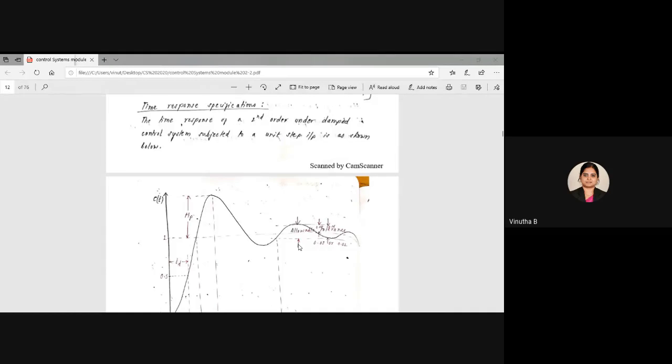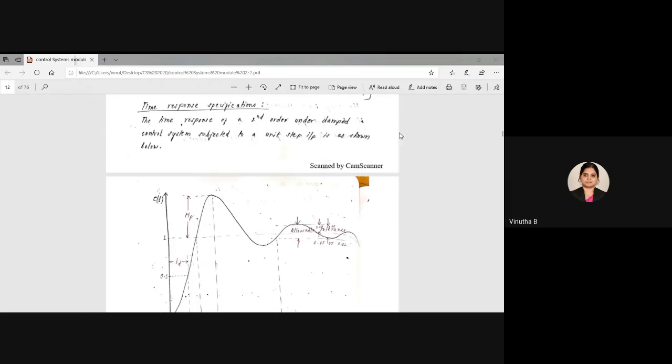So last class, I had told you to try for the undamped system, isn't it? I told you to derive for undamped system and other systems like overdamped. I don't know how many of you have done that. So today's class, I will just start off with the time response specifications. The time response of a second order underdamped control system subjected to a unit step input.